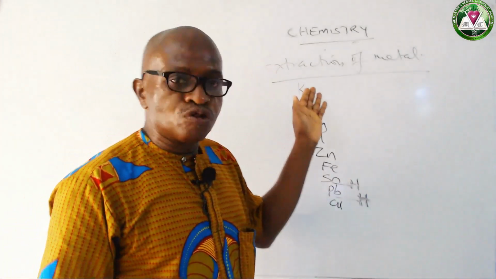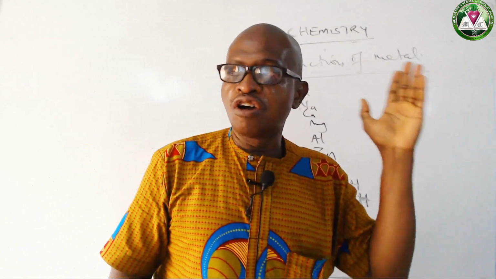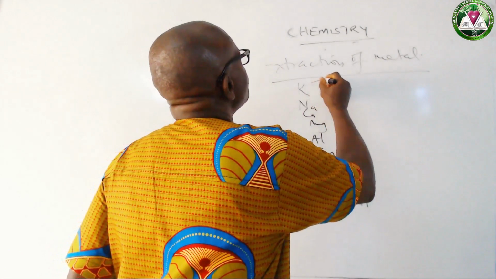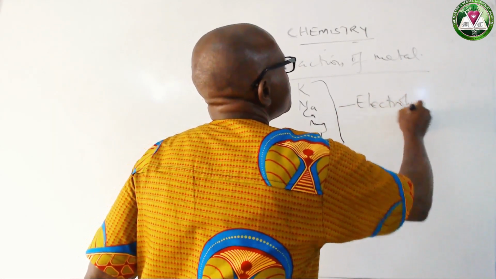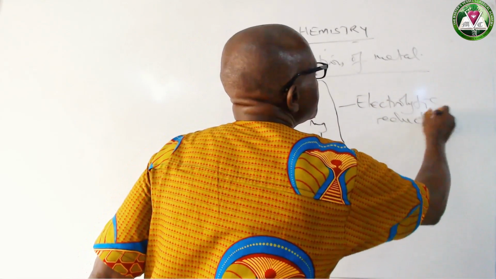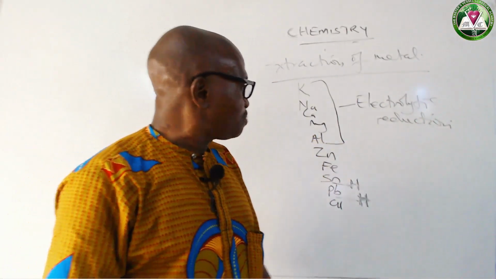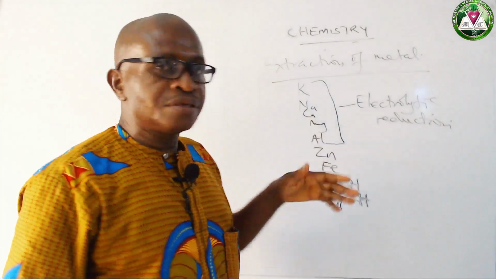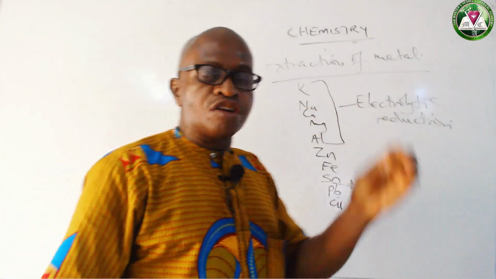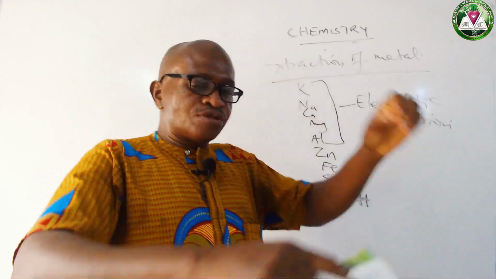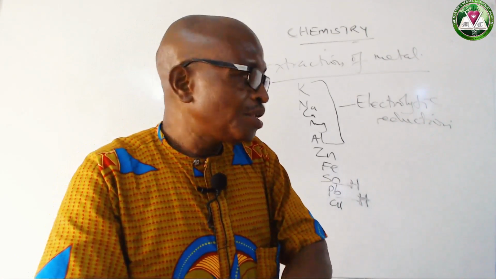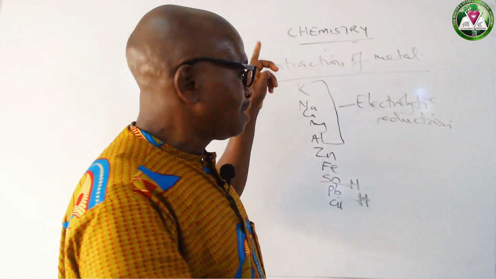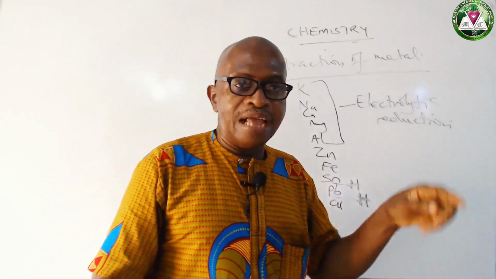If you have this activity series, it will help you to know the principle you are going to use for extraction. From potassium to aluminium, the extraction principle is electrolytic reduction. The reason is that these metals, from potassium to aluminium, exist as ionic compounds. Their ores are ionic compounds, and because of that, they have strong electrostatic attraction. They are held together strongly, so you cannot use ordinary chemical reduction to separate them. You now use electrolytic reduction. Therefore, the minerals from potassium to aluminium can only be extracted by electrolytic reduction.